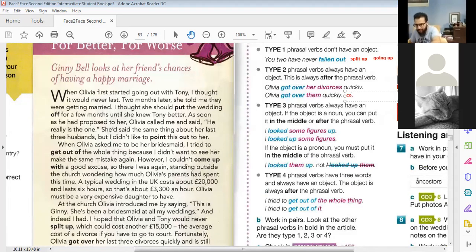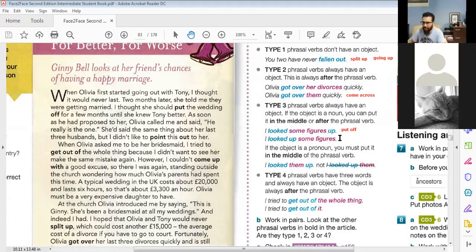Okay, part three, the ones where you can separate the phrasal verb and the object. In the example we have looked up. Put the wedding off. So you have an option here. Put off, put the wedding off. Okay. So put off. Okay, what else? Point this out. Where is it? Yeah, point out.